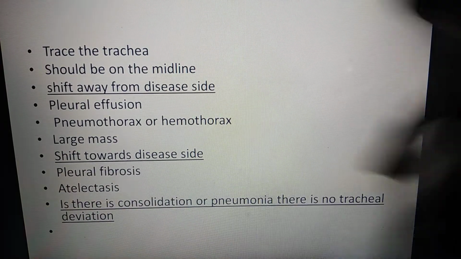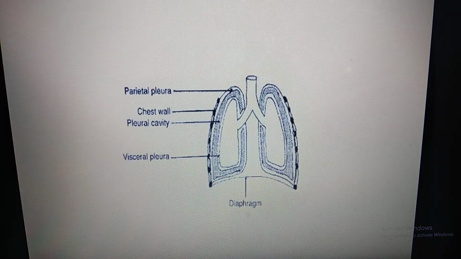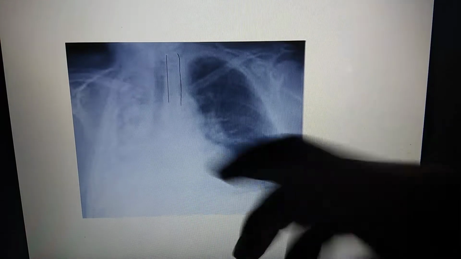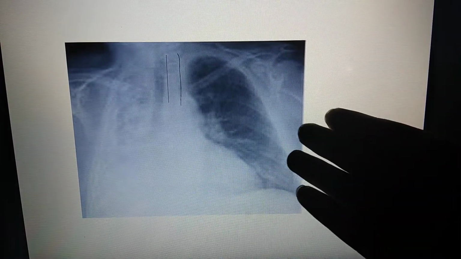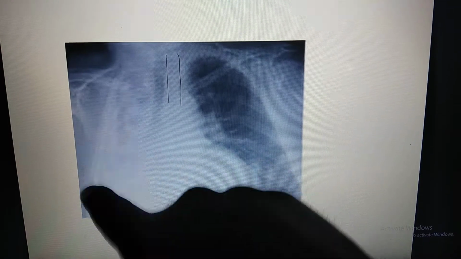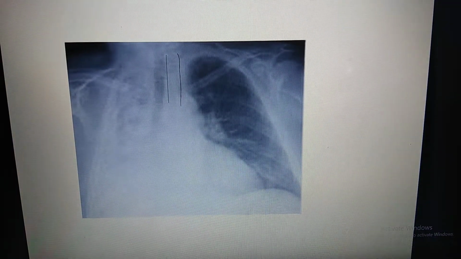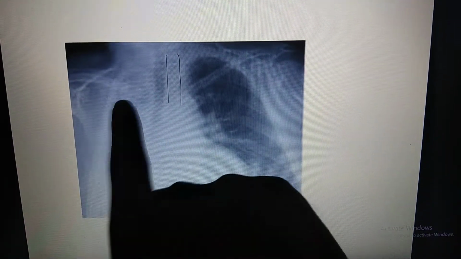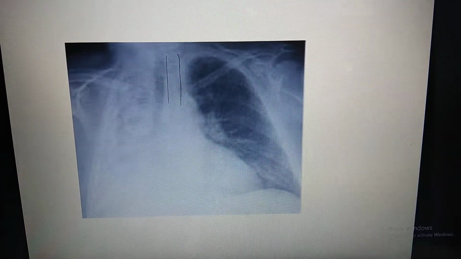Atelectasis shifts the trachea towards the disease side. In any case when there is a tracheal shift, there has to be something pushing the trachea, or something on this side pulling the trachea. In this case, there's an atelectasis. It's been pulled off to this side, not pushed off.